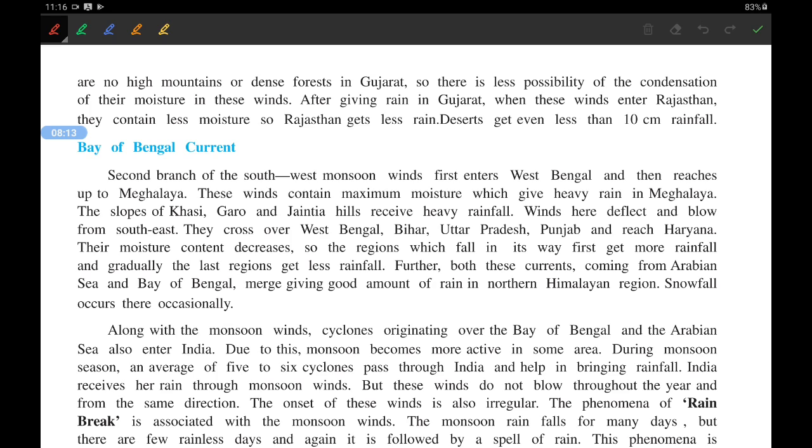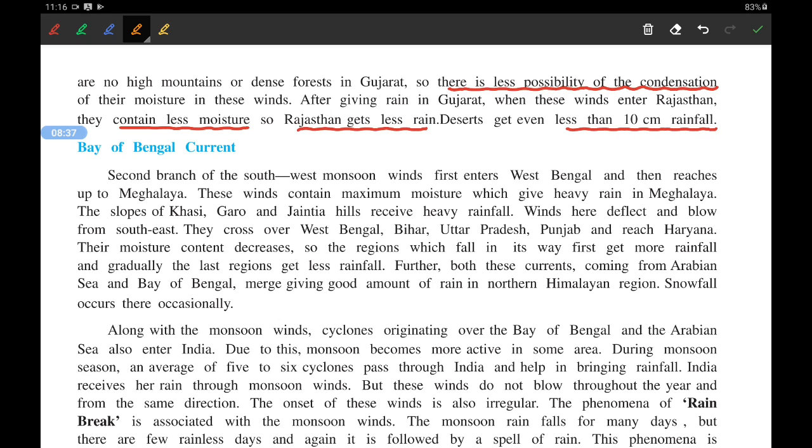See, as there are no mountains and dense forest in Gujarat, there is less possibility of rain condensation. That's why Gujarat receives a moderate amount of rainfall. After giving rain in Gujarat, when these winds enter Rajasthan, they contain less moisture. So Rajasthan gets less rainfall in comparison to Gujarat. They even get less than 10 centimeters of rainfall.